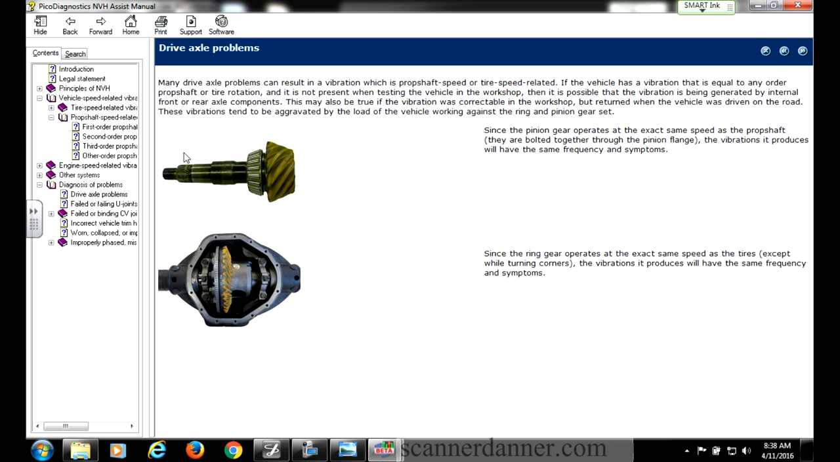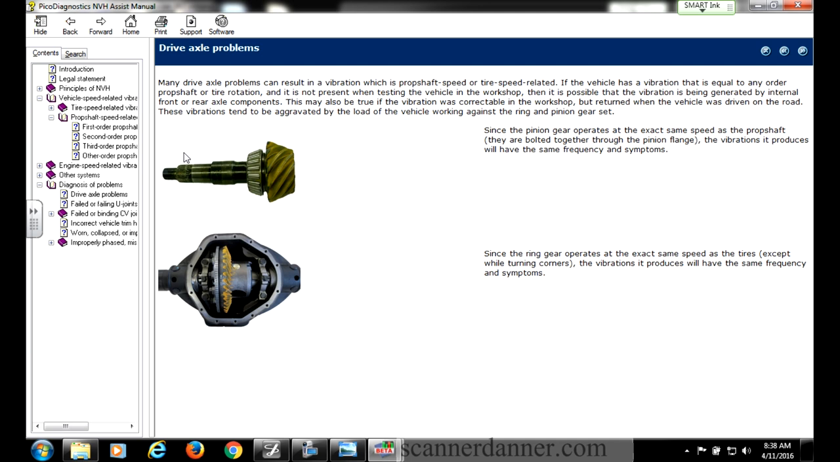It says, what else? This may also be true if the vibration was correctable in the workshop but returned when the vehicle was driven on the road. These vibrations tend to be aggravated by the load of the vehicle working against the ring and pinion gear. I'm reading this paragraph now. Since the pinion gear operates at the exact same speed as the prop shaft, they are bolted together through the pinion flanges. The vibrations it produces will have the same frequency and symptoms.